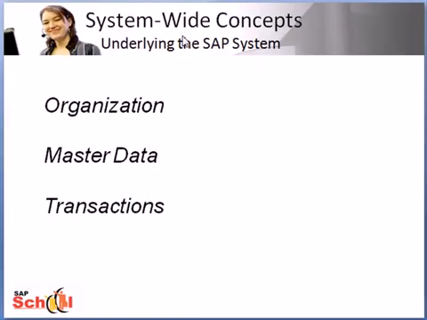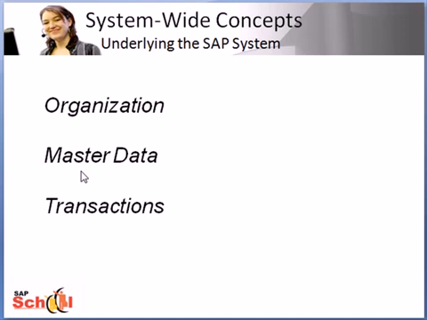We now take a look at some system-wide concepts underlying the SAP system. If you have to work with an SAP ERP system, you must know the meaning of these key concepts and how to work with them. So the first one is organization. This is a company's enterprise structure mapped on to SAP applications using SAP's organizational elements. The master data is created centrally and available to all the applications and all the authorized users.